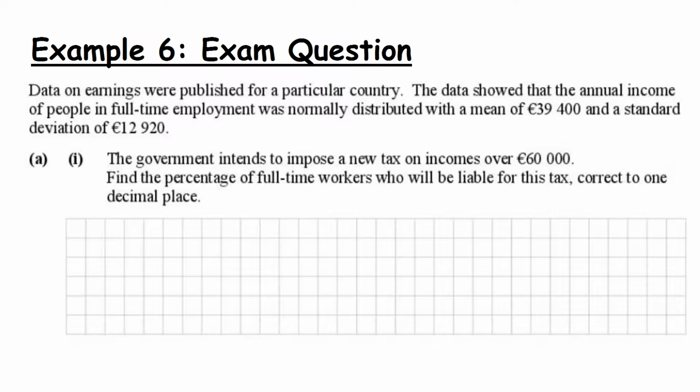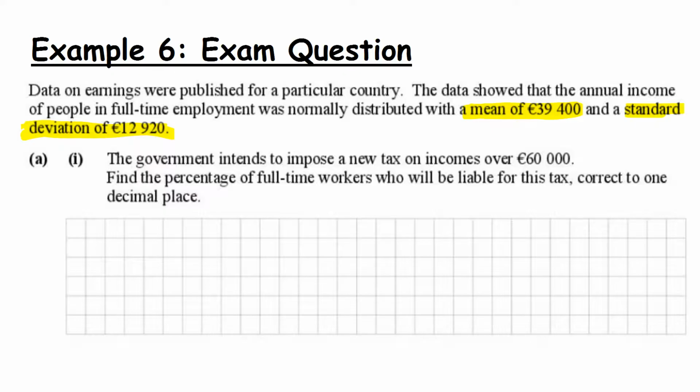Now, the sixth example that I'm going to do is actually an exam question. I actually don't have it to hand which exam question it is, but data on earnings were published for a particular country. The data show that the annual income for people in full-time employment was normally distributed with a mean of 39,400 and a standard deviation of 12,920. So they've given us two bits here.